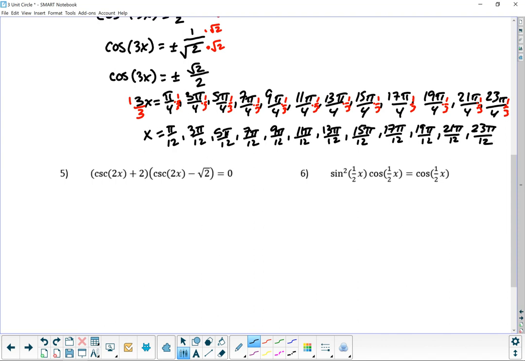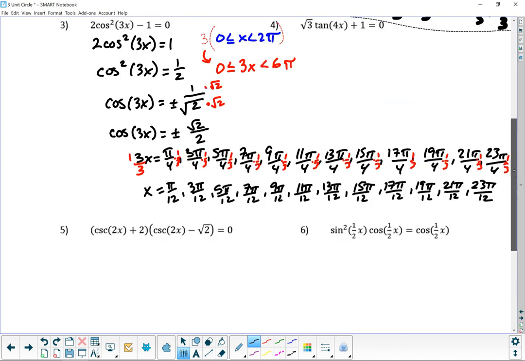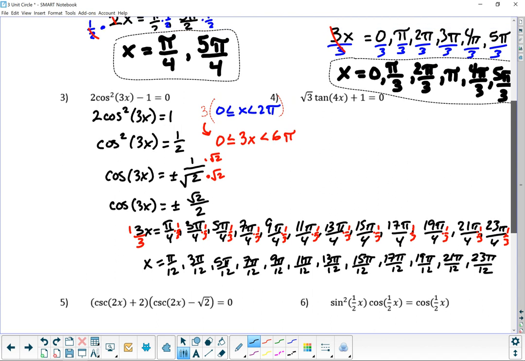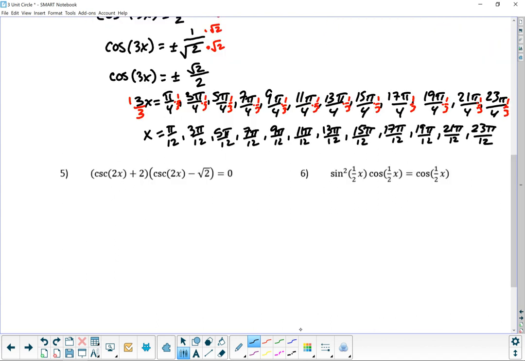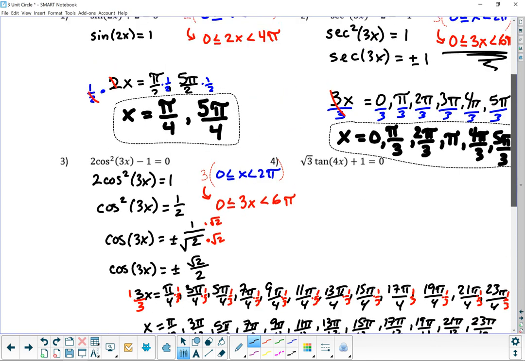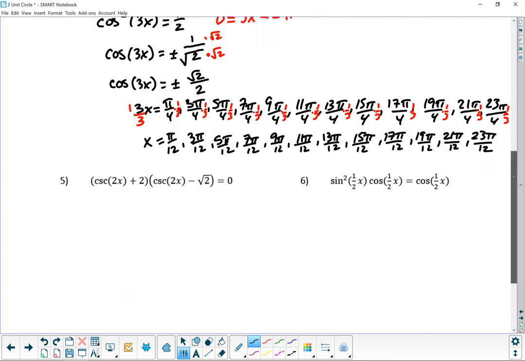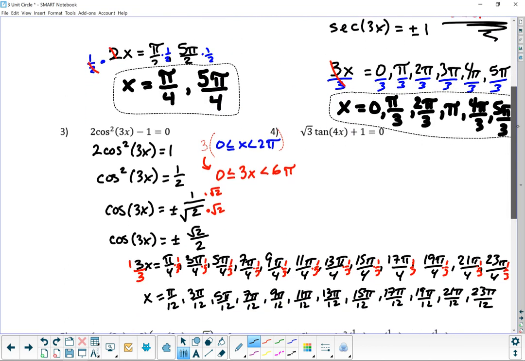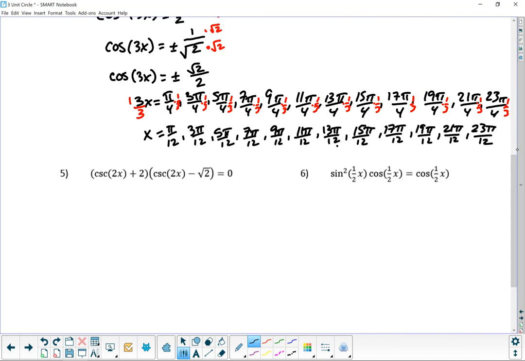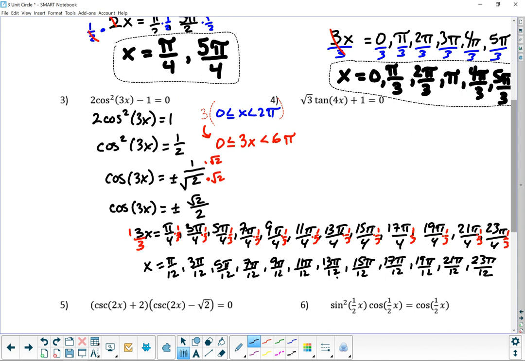Okay, so it's all those answers. All right, let's look at the tangent. Okay, this one. Why does it keep flipping back? Anywho, this one, go ahead and subtract 1 and then divide it by radical 3. So you end up with tangent 4x equals minus 1 divided by radical 3. And this one, unlike the cosine, tangent is not on the unit circle. You have to use division.